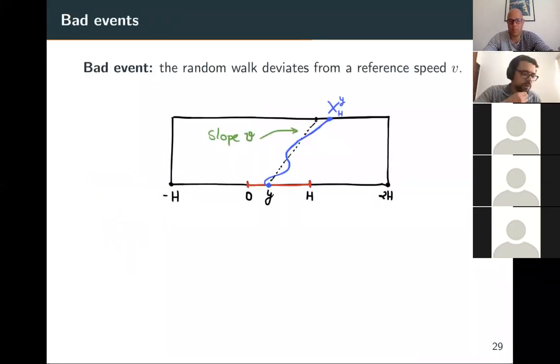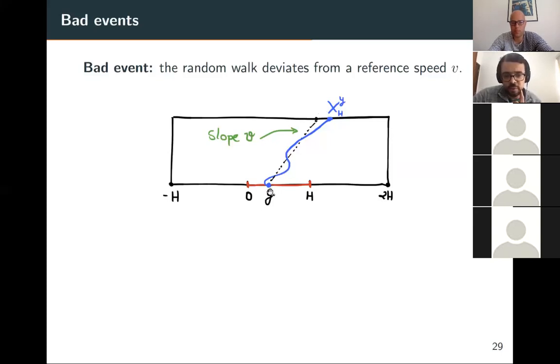As Augusto mentioned, in order to carry on the renormalization procedure, we are going to have to choose some events to cascade. So this is what I call here the bad event. I will look at a box 3H by H, like these ones that appear in the decoupling hypothesis. And I will look for a certain reference slope or reference speed. If you move with speed v, then you go through this straight line here in the picture.